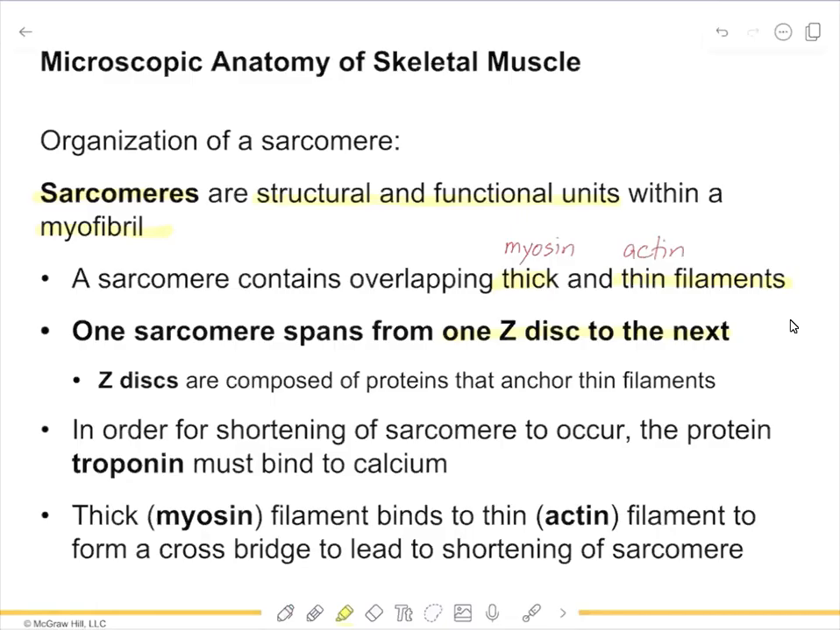So in order for shortening to actually occur, there's going to be a protein called troponin, which must bind to calcium. But again, what's going to be important here is to know the structure of the sarcomere, as we're going to see more and more in the next few slides. So the thick filament is the myosin, the thin filament is the actin. What happens is there's a cross bridge that is formed where the actin actually grabs the myosin and pulls it in a certain direction.